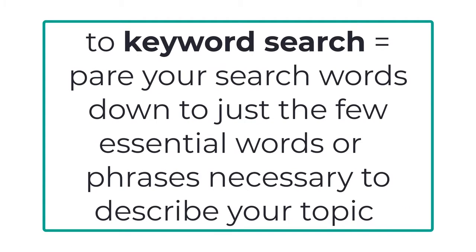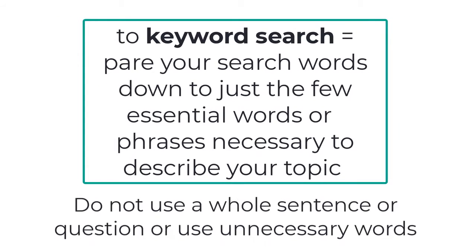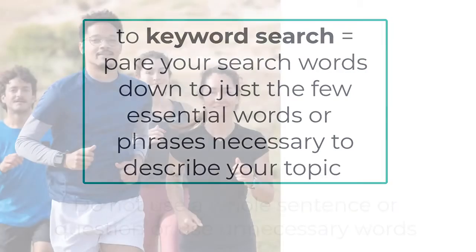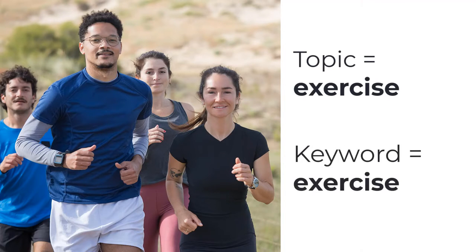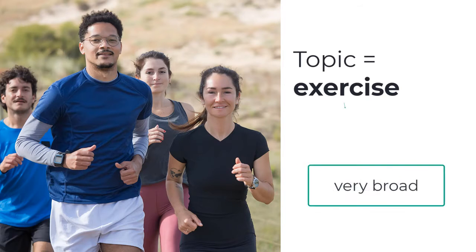To keyword search, you need to pare your search words down to just the few essential words or phrases necessary to describe your topic. You do not want to type in a whole sentence or question or use any unnecessary words. For example, if you were doing research on the topic of exercise, you have a pretty general topic, so your keyword is pretty easy to identify. It's just going to be the word exercise. It's also a really broad topic and will bring back an overwhelming number of results.